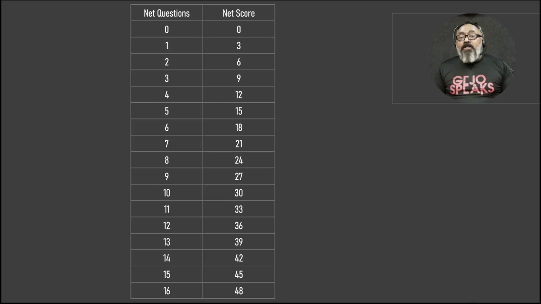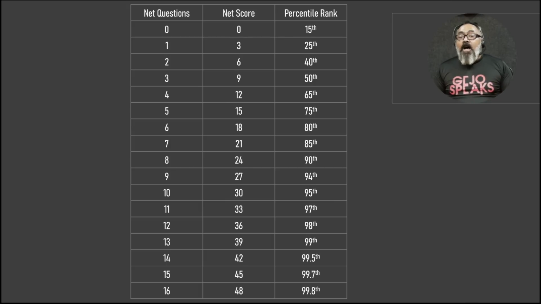Against this, there's a percentile rank, based on the last couple of years of CAT. But there is something you can see here. If you look at the net score, it is jumping by 3: 0, 3, 6, 9, 12, 15, 18, and so on. The percentile rank is not jumping like that. It's not an arithmetic progression. 15, 25, 40, 50, 65, 75, 80, 85, 90, 94, 95, 97, 98, 99, 99.5, 99.7, 99.98.